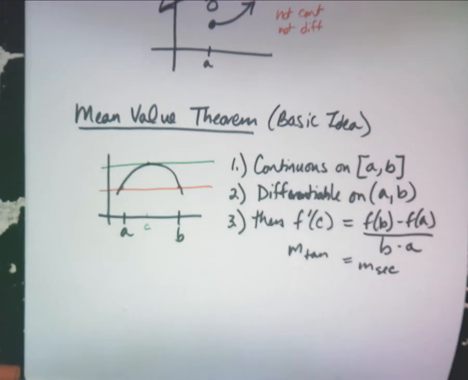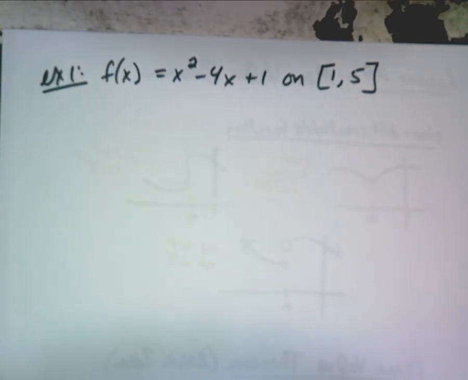All right? Makes sense? My function is x squared minus 4x plus 1 on the interval 1 through 5. Okay? So do you all know what this looks like? You should. It is a parabola. Okay? So the first thing you have to do... Smiley face. Good job. Okay.